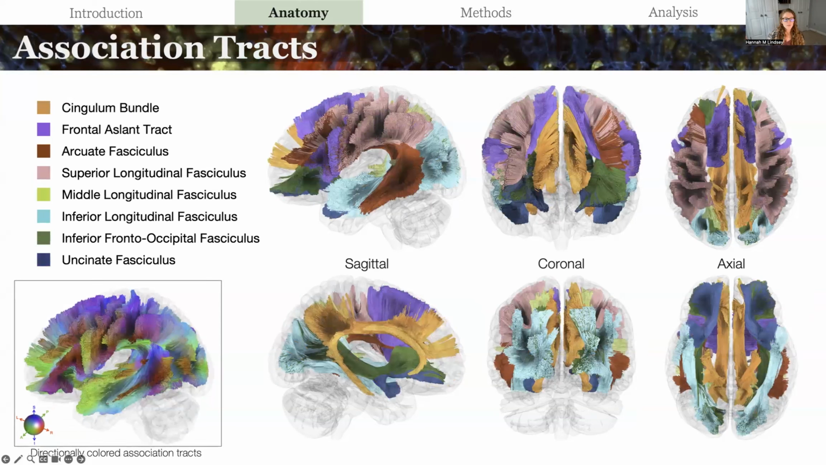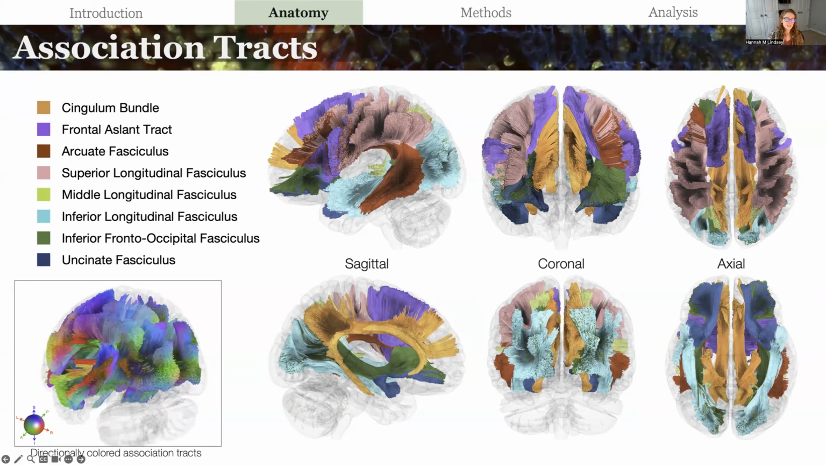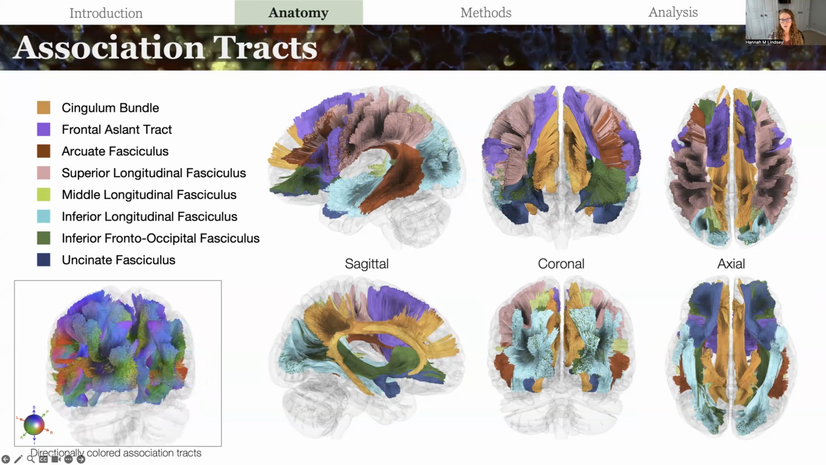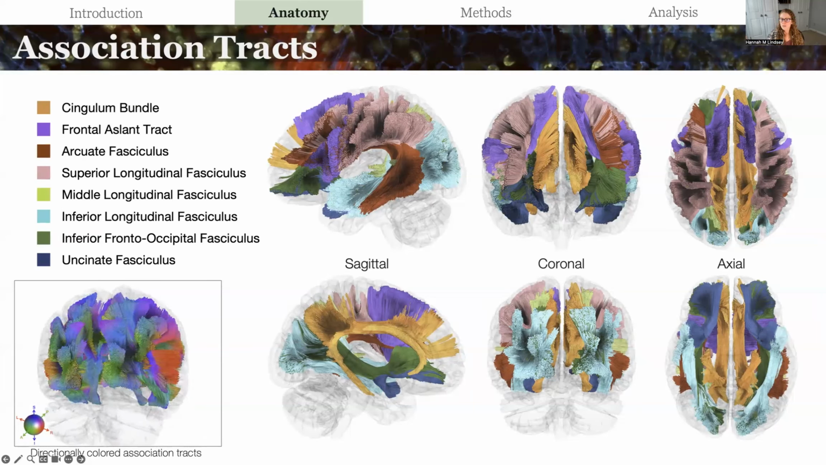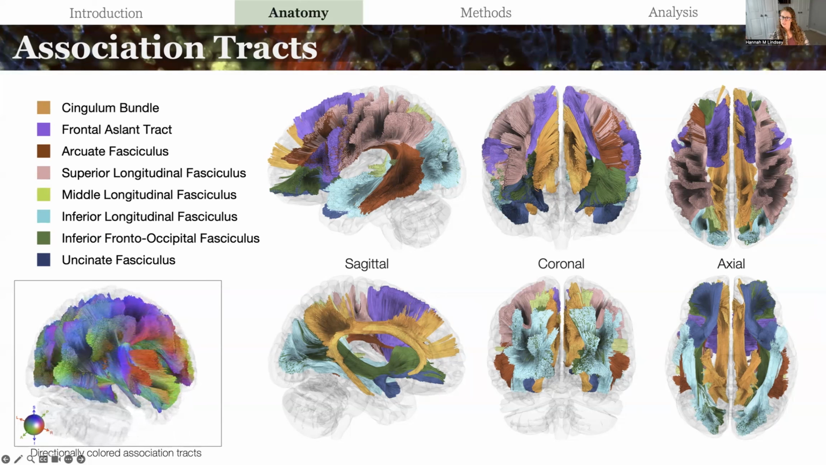Okay, so these are some of the long association tracts in the brain. We're only going to talk about the long ones. The cingulum bundle runs within the cingulate gyrus, forming a large C-shaped ring from the orbital frontal cortex around the corpus callosum and back down toward the temporal pole. The cingulum is part of the limbic system, and it is involved in attention, memory, and emotions.